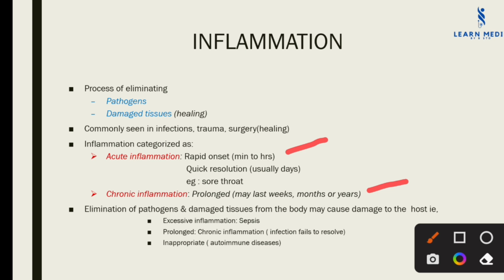So, the elimination of pathogens and damaged tissues from the body may cause damage to the host too. That is excessive inflammation. Excessive inflammation leads to sepsis. In the case of a severe injury or prolonged inflammation, it leads to chronic inflammation, and the infection or inflammation fails to resolve. And inappropriate inflammation occurs during immune diseases. That is all about the basic concepts of inflammation.